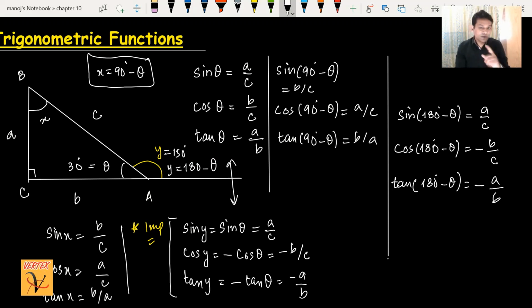And that's a very important part. When you are talking about 90 minus theta, you will move to this angle, and you can use the trigonometric ratios by using a triangle. But when you use 180 minus theta, then we have to take help from theta, like sine is the same, cos is negative, tan is negative. Okay, I'm moving to some questions from the book.